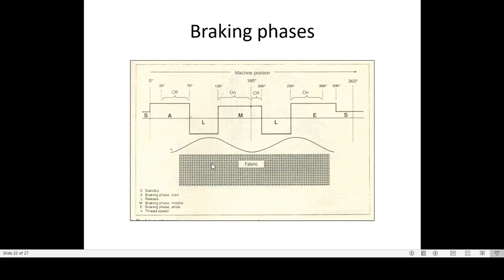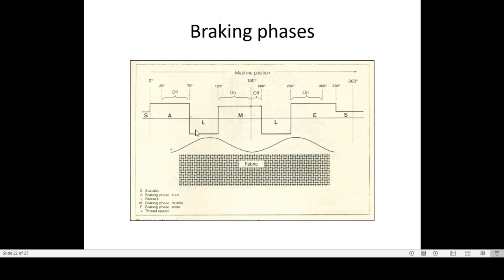To keep the weft in the same taut condition. If this control on the braking is not there, control on velocity will not be there, and the weft will be either tight or loose, and chances of weft breakages will be more. So more weft breakages will occur.